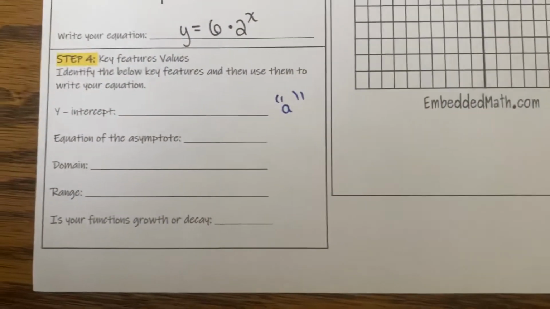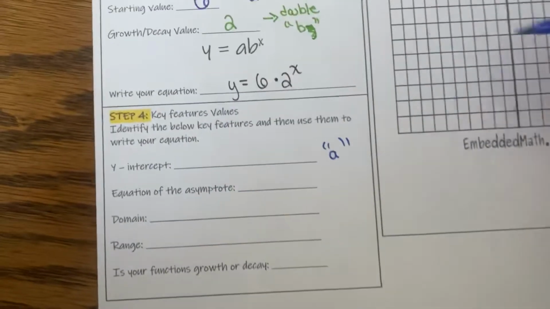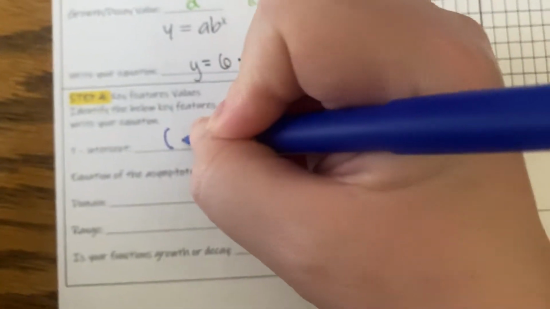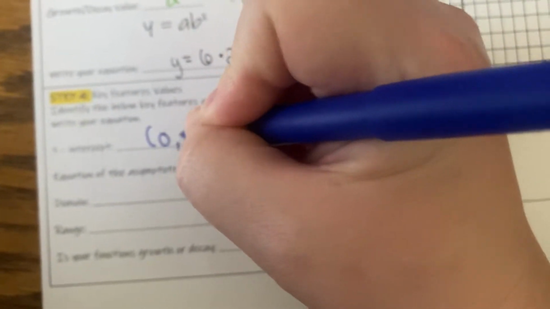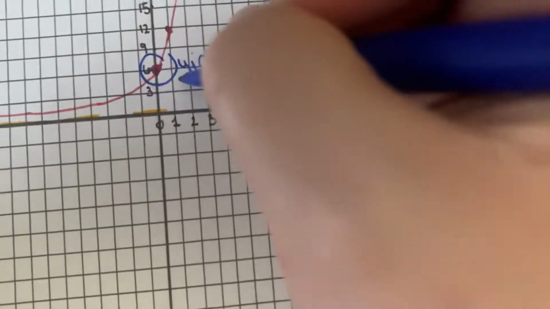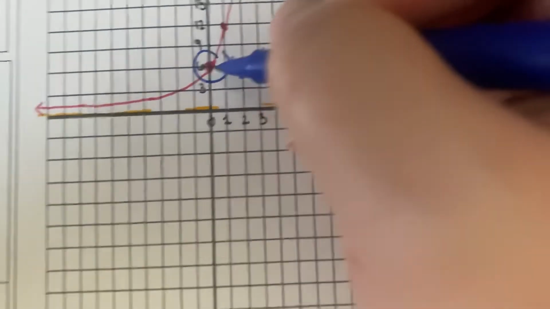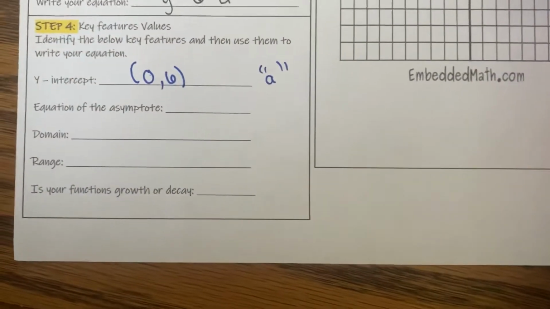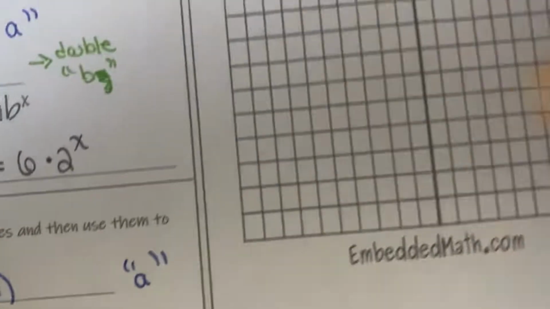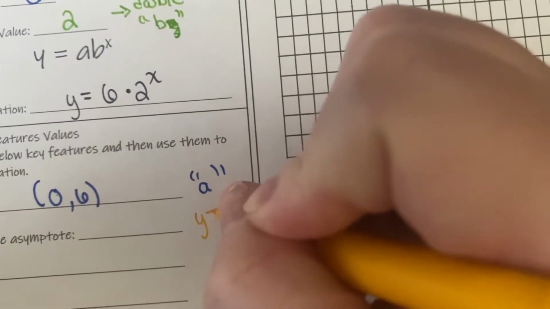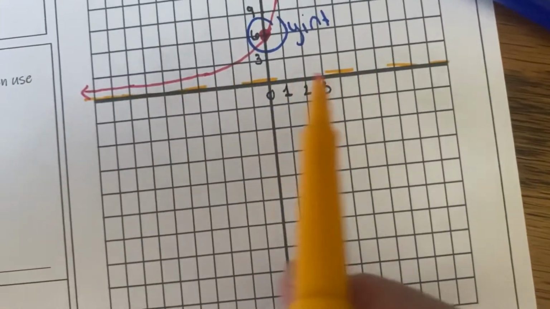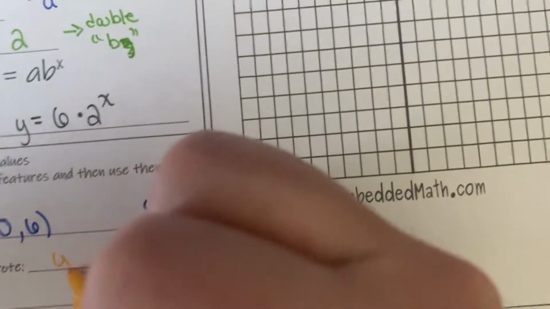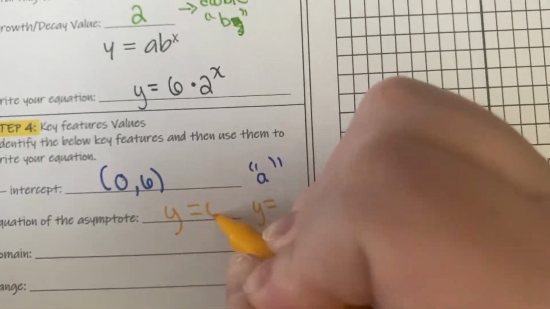Okay, so back over here. So my y-intercept, intercepts are in ordered pairs. So my y-intercept is (0, 6), because that dot right there, I went over 0 and up 6. The equation of my asymptote right here is a horizontal line, so it should always be y equals, and on this line right here, y equals 0. So my answer right here is y equals 0.